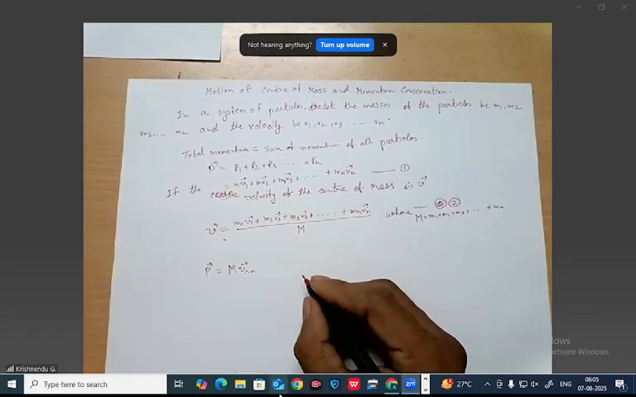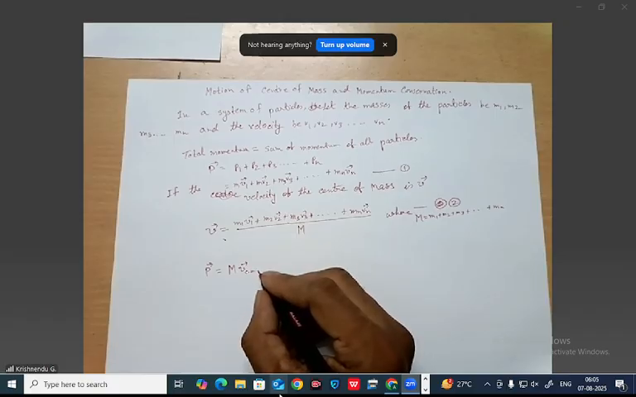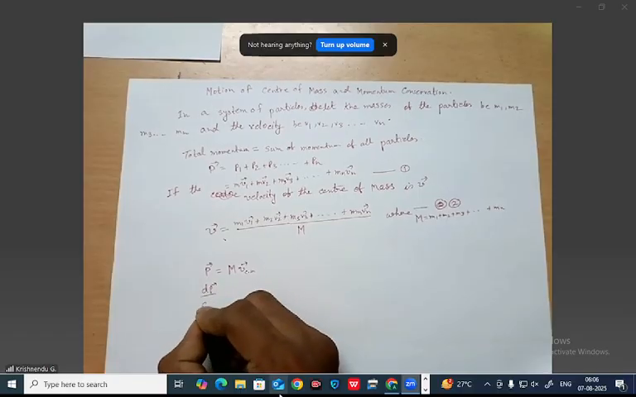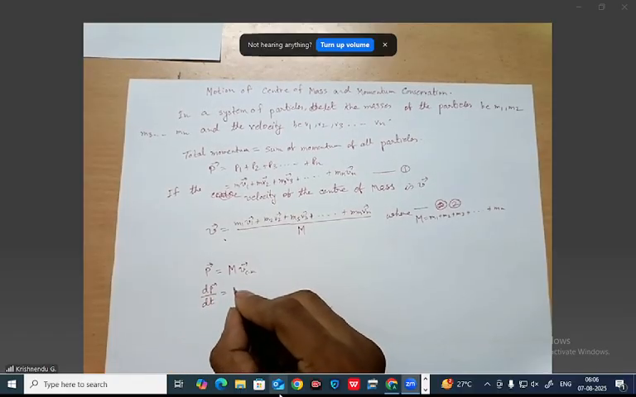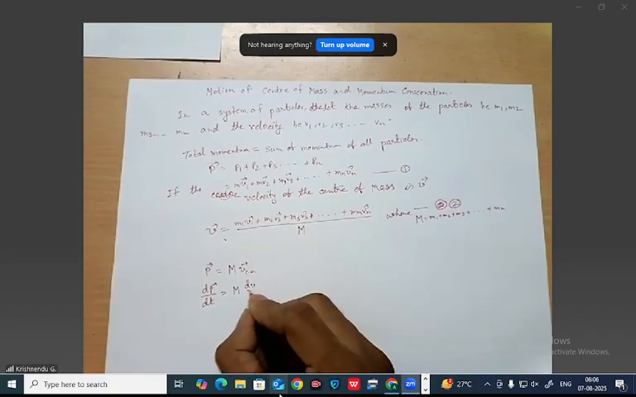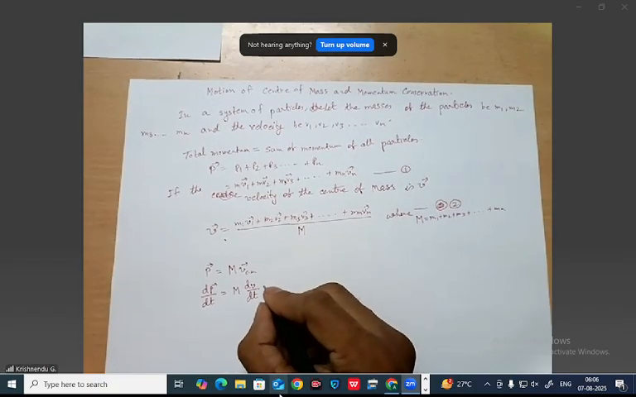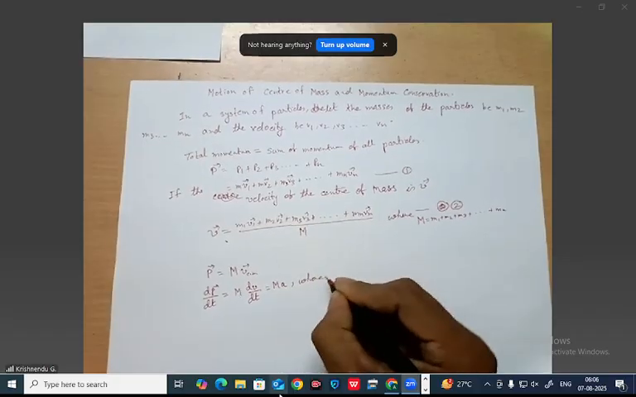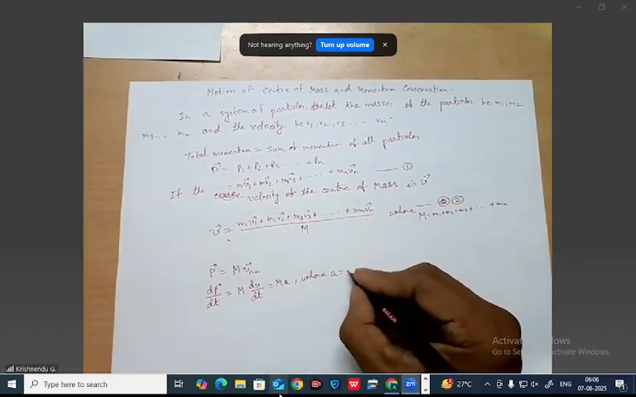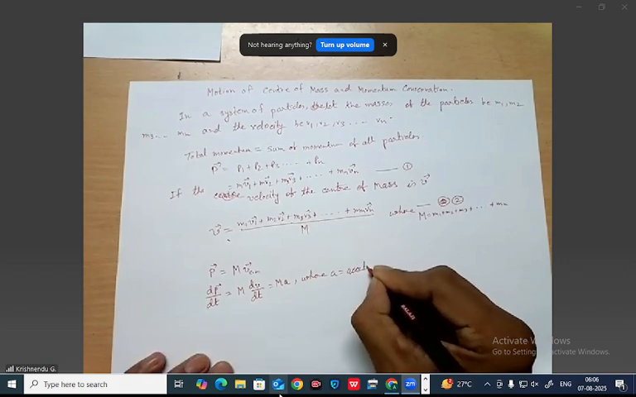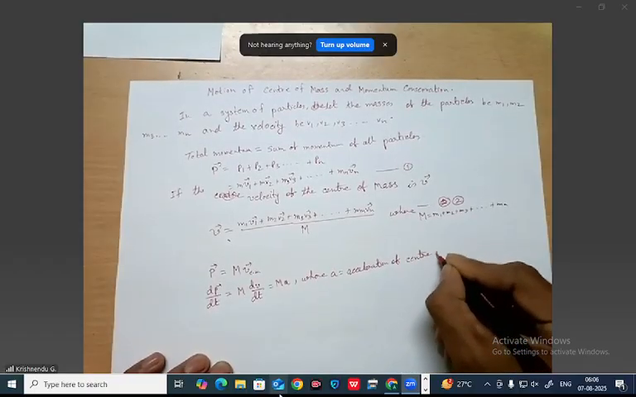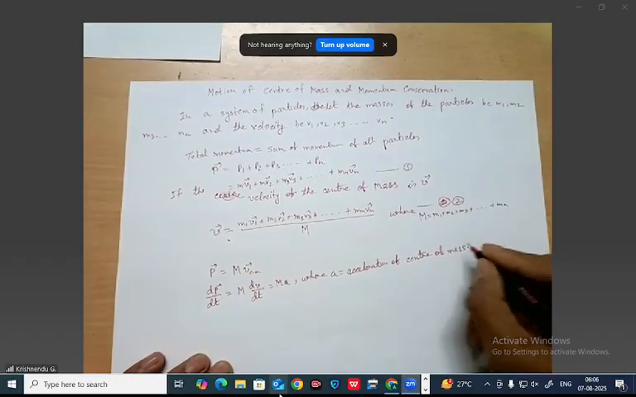If we differentiate both sides, we get dP by dt is equal to M dV by dt, since M is a constant. Or you can write M is equal to A, where A is the acceleration of the center of mass.